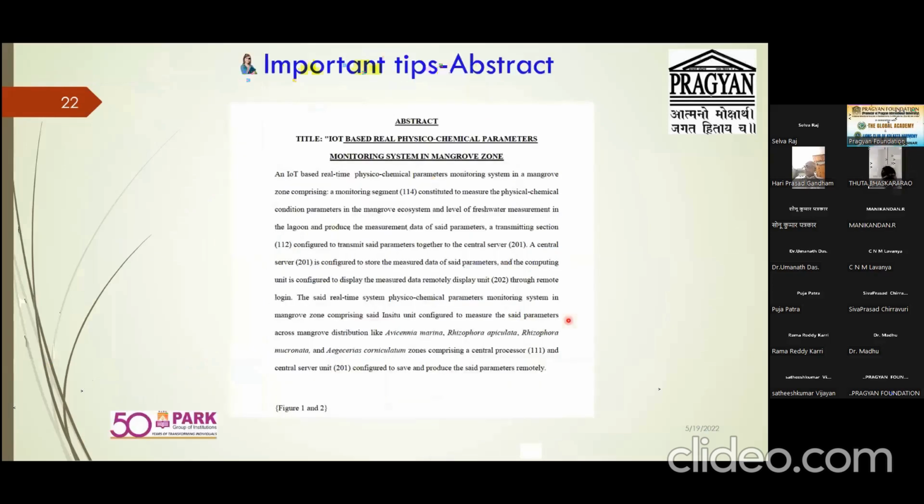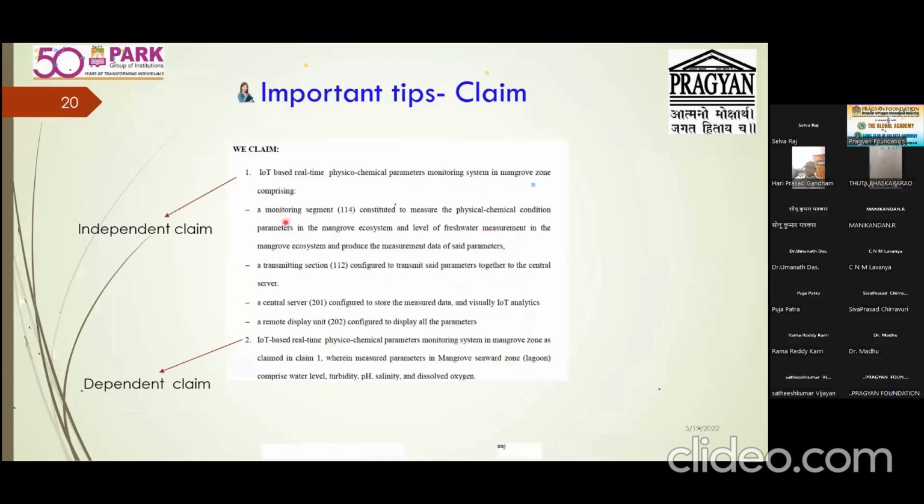So these are abstract. Okay, here I mentioned the same thing: IoT based real-time physiochemical parameter system in mangrove zone comprising a monitoring segment 114 constituted to measure the physiochemical condition parameter in the mangrove zone and level of freshwater measurement in the lagoon and produce the measurement data of set parameter. So listen here, same thing. What I am saying is, once the claim is ready, I can combine all the claims together to form an abstract. That's it. No need to struggle while writing this abstract. For that only I am telling you.